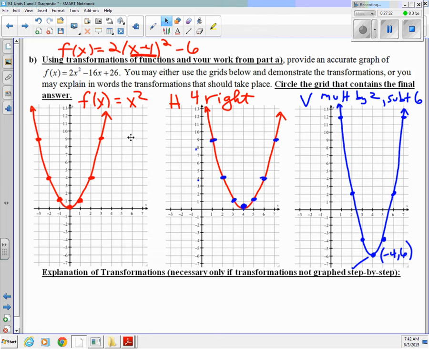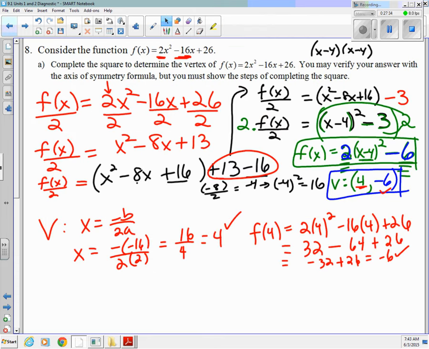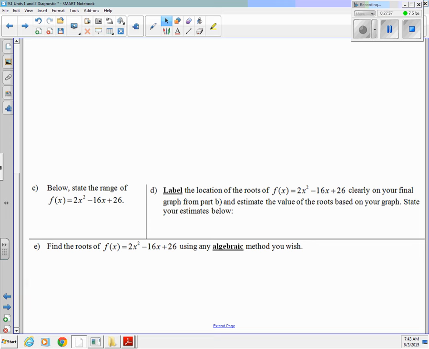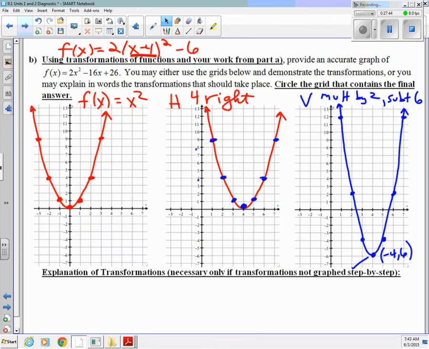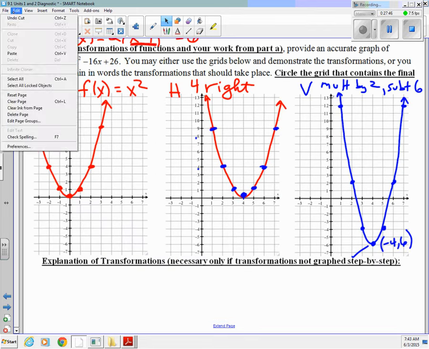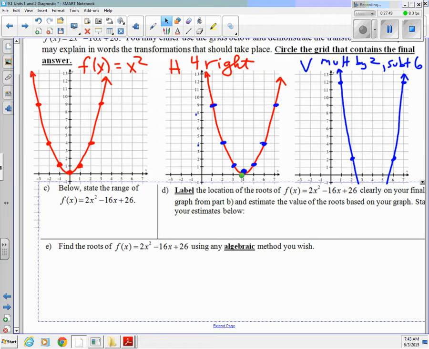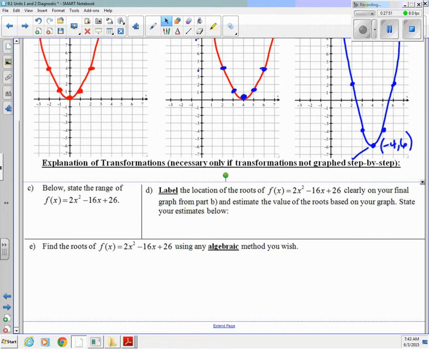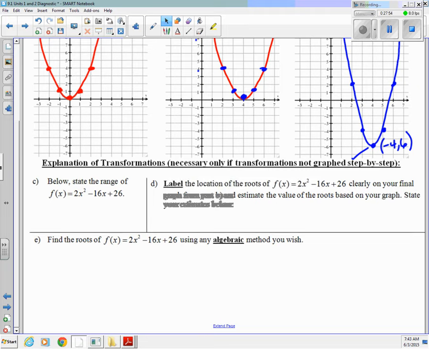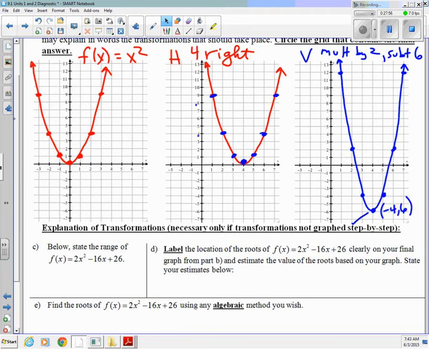Okay, back to my original questions here. Part C, I believe, asked us to state the range. So let me actually cut this and move it over to here. All right, paste this in. So I'm stating the range of this graph. My range is, well, you can see it from the graph. It includes negative 6, but doesn't go below negative 6, and goes as high as I like. Remember, the parabola goes on forever here.